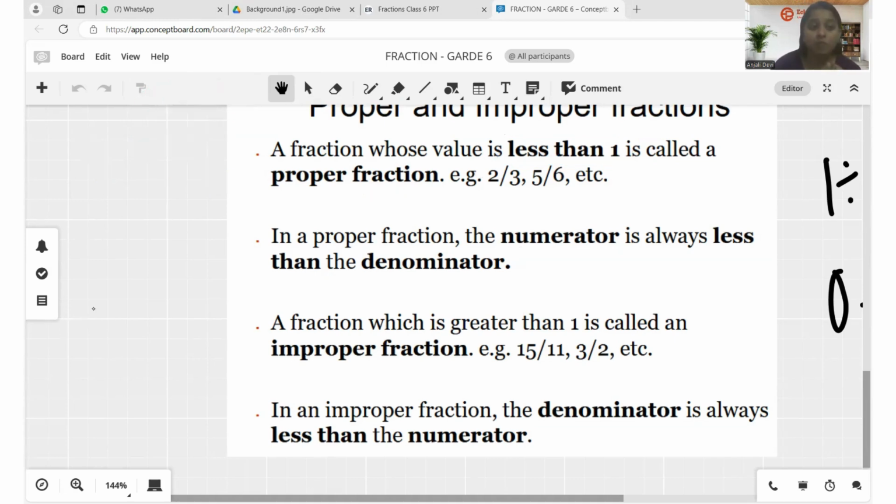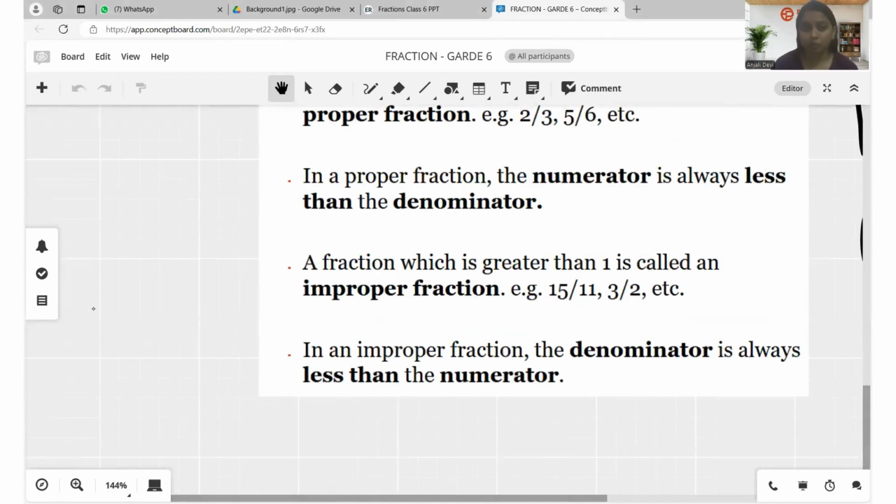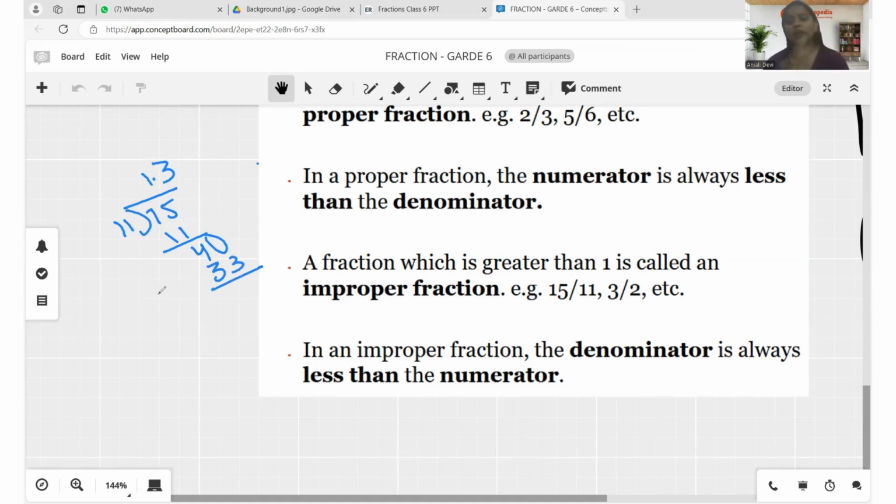All right, let's come to improper fractions. In an improper fraction, I told you that your denominator is always going to be smaller than the numerator. So if you divide these numbers, if you divide 15 by 11, you are never going to get an answer which is less than 1. It is always going to be 1 or greater than 1. For example, if we have 15 divided by 11, 11 ones are 11. Then we are going to get 4. Then we put a point, we take a 0, it becomes 40, and we get 33. So it becomes 1.3 something. So it is greater than 1.